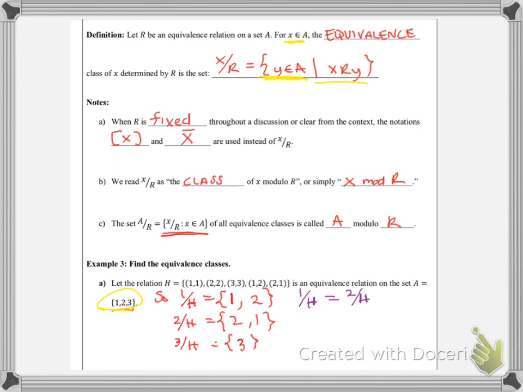And so therefore, A mod H in this example, remember, A mod H is the set of equivalence classes. It's just going to be the set containing {1, 2} and then the set containing {3}, because in set notation we don't repeat elements. And so that set {1, 2} took care of 1 mod H and 2 mod H, and then the set {3} took care of 3 mod H. Okay, so hopefully that made sense.